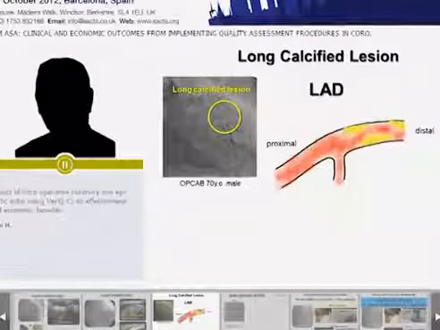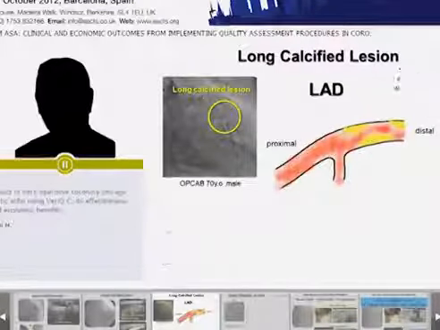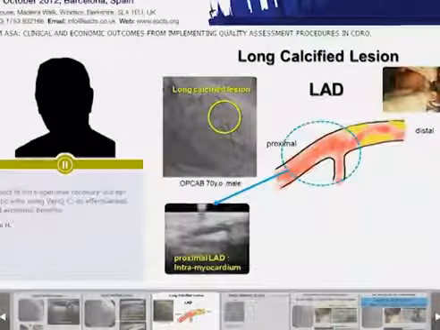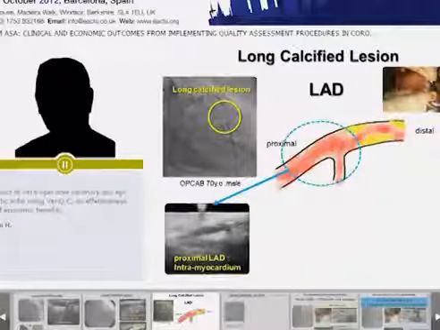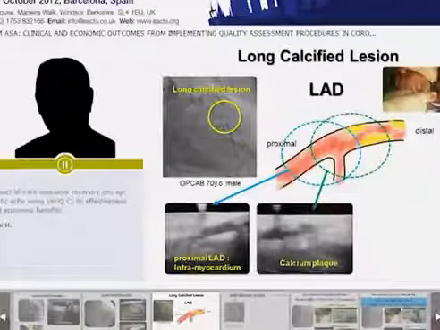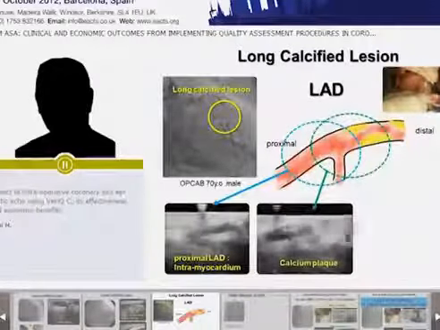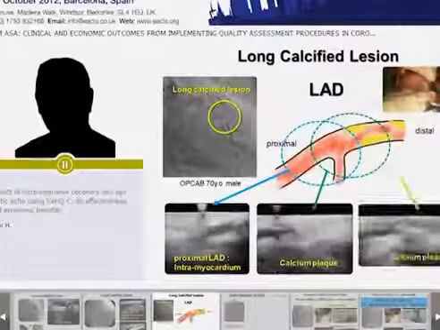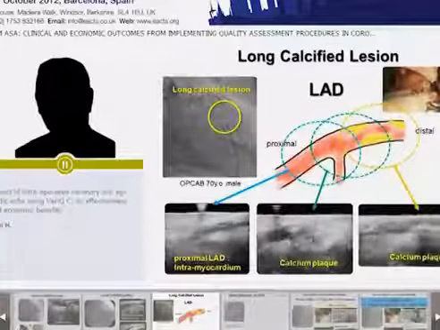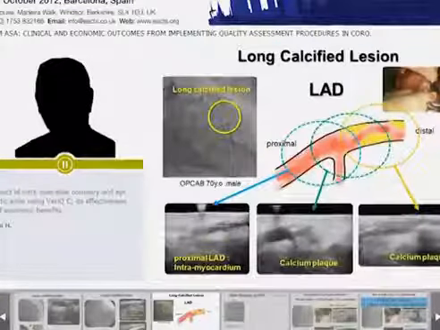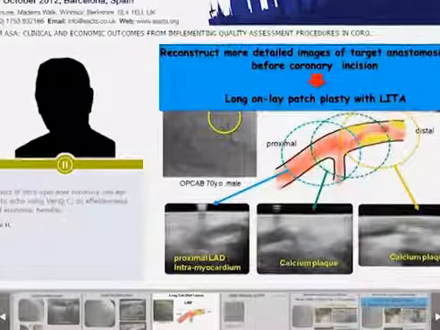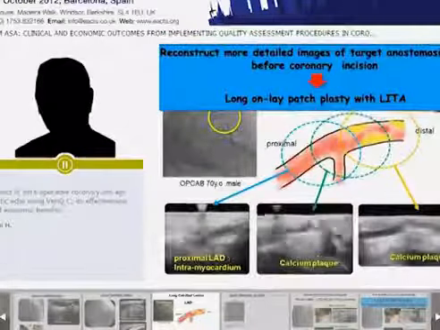Okay, and when there is a long calcified lesion, we start scanning from one side. See, the proximal LAD is a little bit intramyocardial. This must be the toe part of the anastomosis. And then see the middle, gradually moving the probe to the distal. Then you find some calcium plaque, and then you find another calcium plaque, and the distal LAD is okay. So finally, I make a reconstruction of more detailed images of the target anastomotic site before coronary incision.